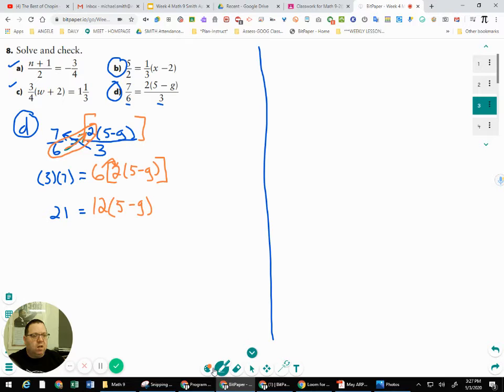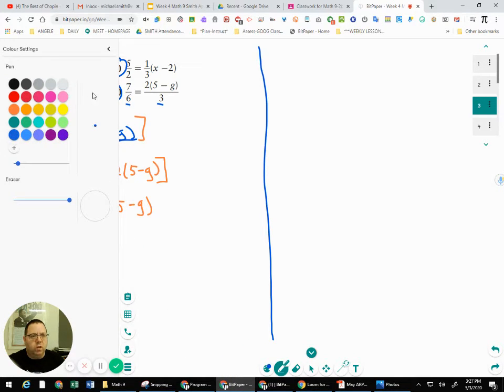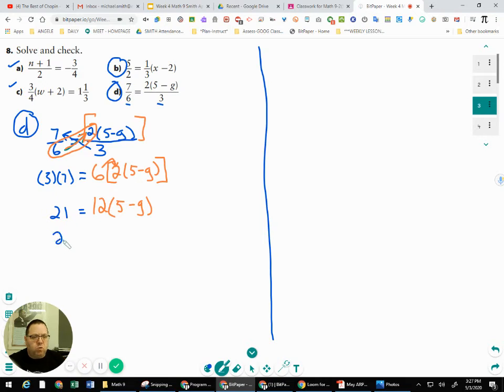If you wanted to see how this worked out, well, let me finish this, and then maybe I'll show you a different way. So we have 21 is equal to 12 times (5 minus g), which is 12 times 5 minus 12g. 12 times 5 is 60. 12 times a negative g is negative 12g. Okay, well, this is a positive, so the opposite of positive is negative. We're going to subtract a negative from both sides.